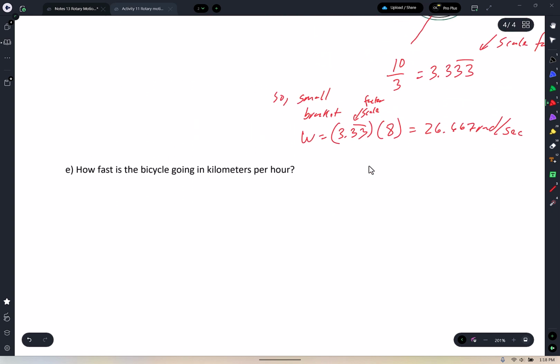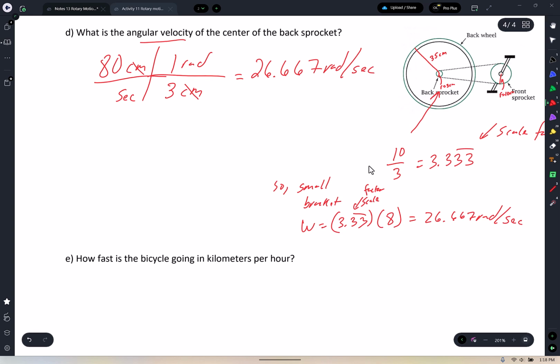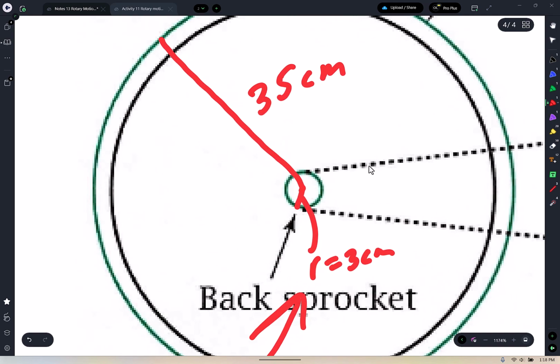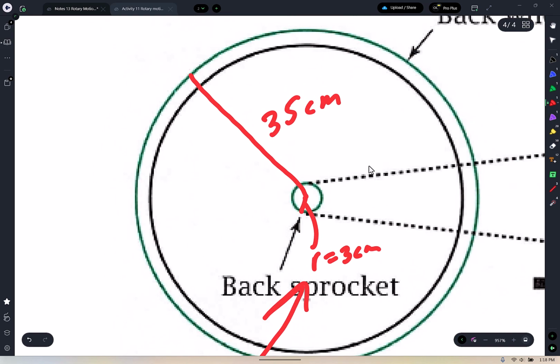So look at this question, guys. It says, how fast is the bicycle going in kilometers per hour? So check it out. Before we even get to master this question, do you agree? Make sure that it makes sense to you. Assuming that you're pedaling, I know you can just idle. If this little back sprocket does one revolution, does this big wheel do one revolution?